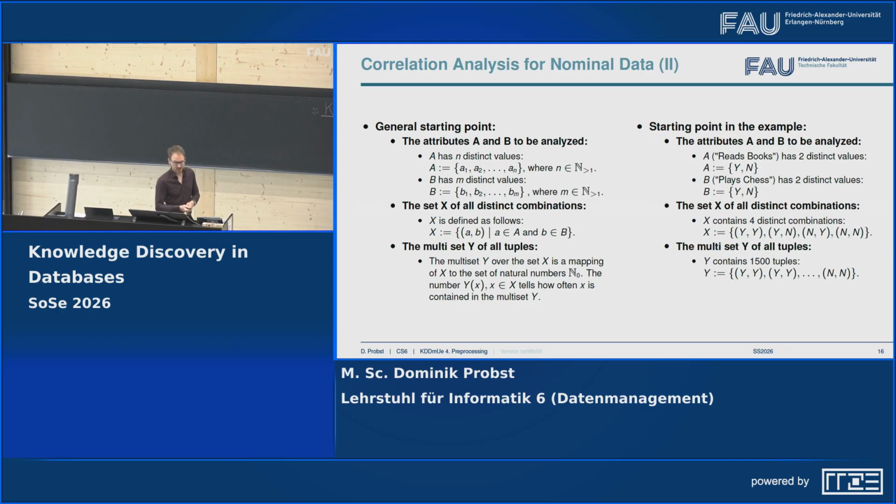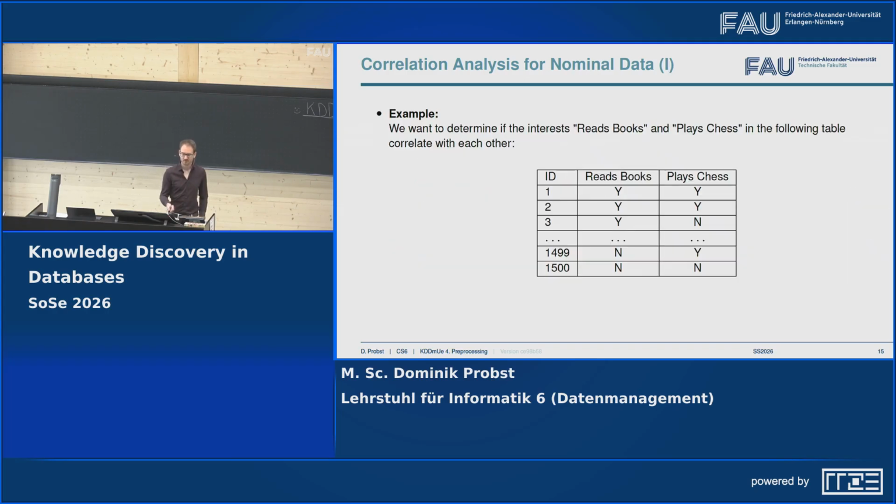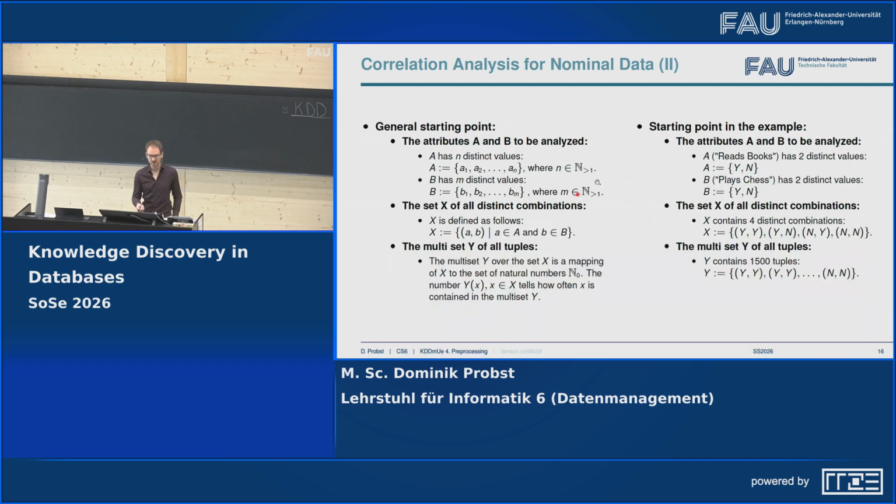The first thing is to count how many distinct values every column has. Distinct values, in our case, are simply yes and no for both columns. So if we are taking a look at reading books, it has two distinct values, yes and no. Playing chess also has two distinct values, yes and no.